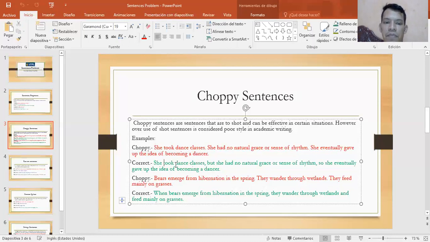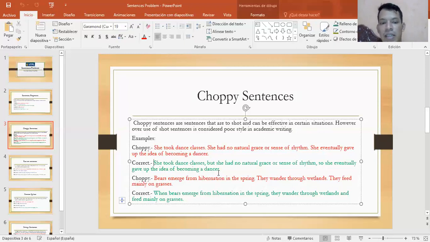For that reason, or to correct them, we can use words like but, for example, and so, which are connectors. It's going to be a little bit better because we don't use the period, we use a comma and a connector, and the paragraph will sound better. For example: She took dance classes, but she had not natural grace or sense of rhythm. So she eventually gave up the idea of becoming a dancer.